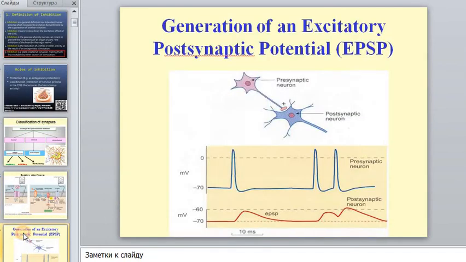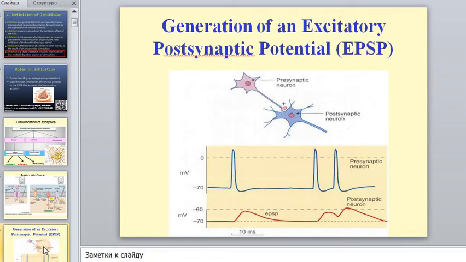Next slide, generation of excitatory postsynaptic potential. As a result, there will be generation of this excitatory postsynaptic potential. And I hope you know this picture. We will discuss it in some practical work where we study nerve fibers.